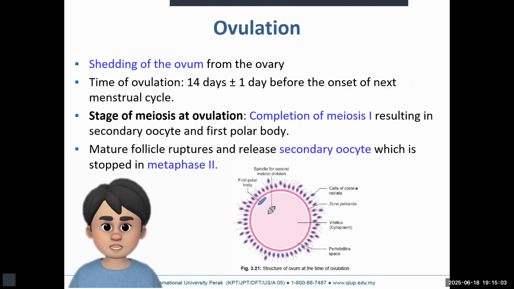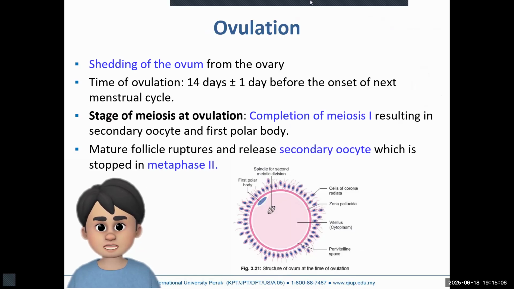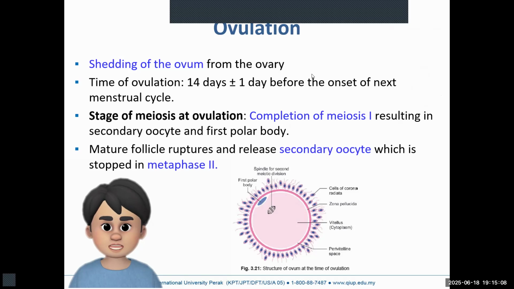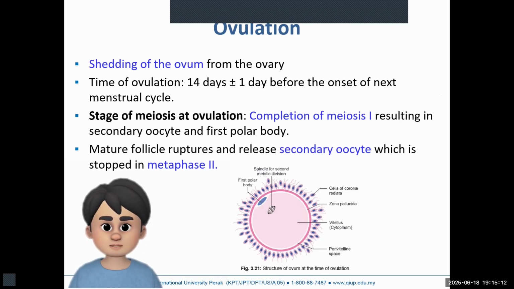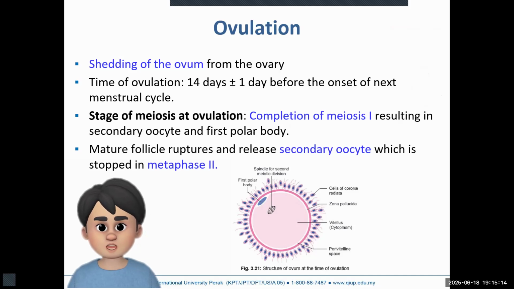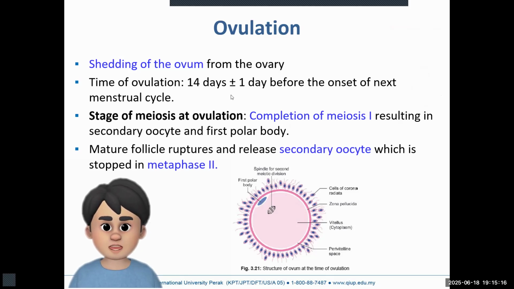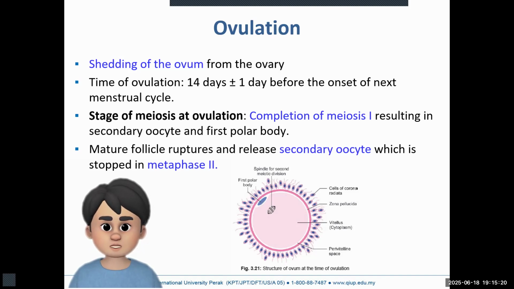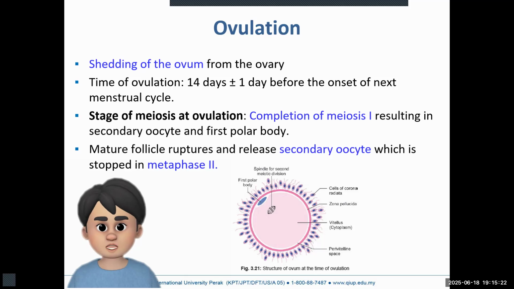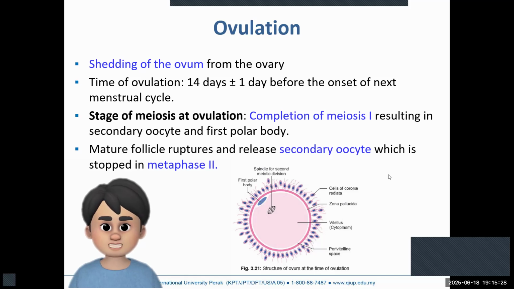Next one, ovulation. We have heard about ovulation. I told you that mammals have ovulation, right? Here, shedding of the ovum from the ovary. Time of ovulation is 14 days before the onset of the next menstrual cycle. That means 14 days before periods, you release the ovum, right?